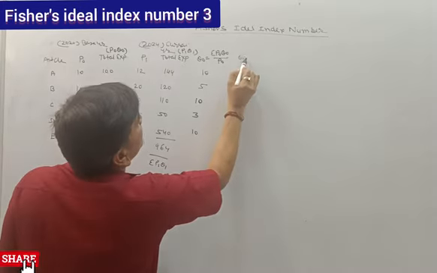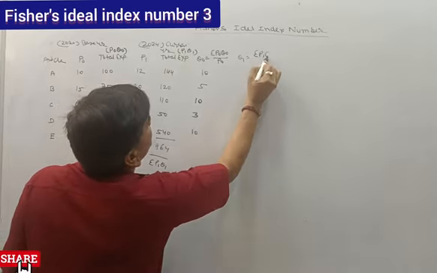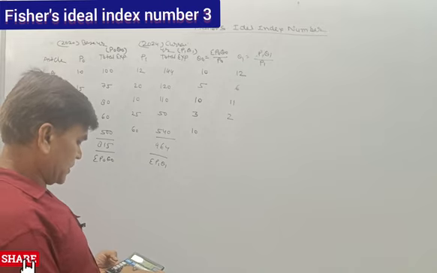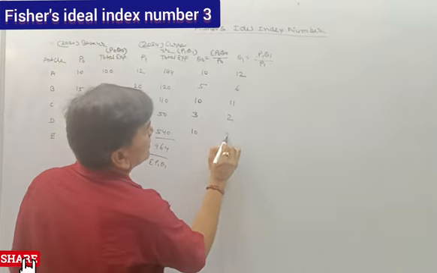Now the Q1 value, that is P1 Q1 divided by P1. So 144 divided by 12, that is 12. 120 divided by 20, that is 6. 110 divided by 10, that is 11. 50 divided by 25, that is 2. And 540 divided by 60, so this value will be 9.